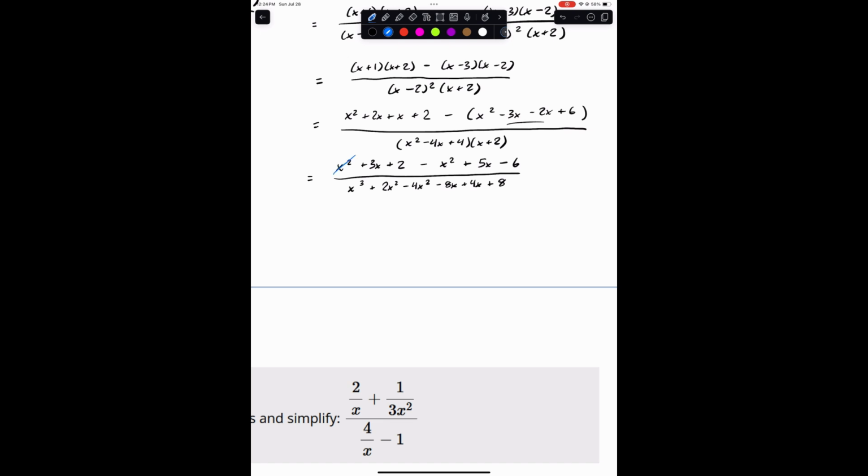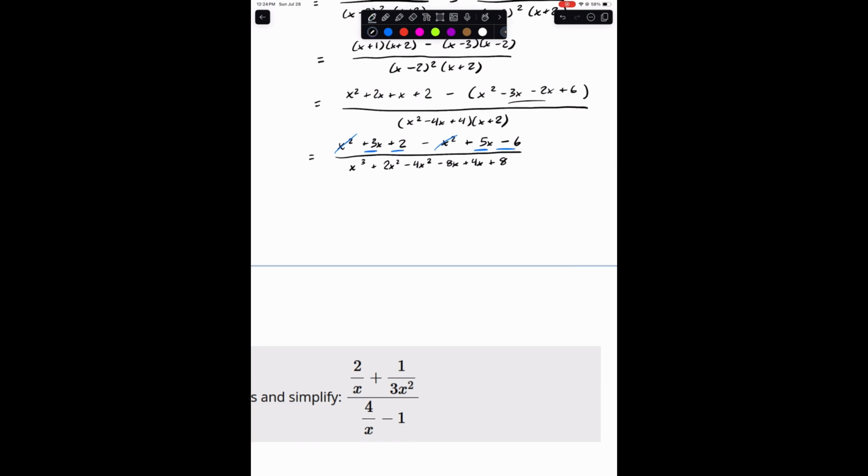This goes away, that goes away. Combine these together and these together. So our top is 8x minus 4. And our bottom becomes, so we have x cubed by itself. If we combine these together, you get minus 2x squared. This gives us minus 4x. And we get a plus 8. And that will be our answer.